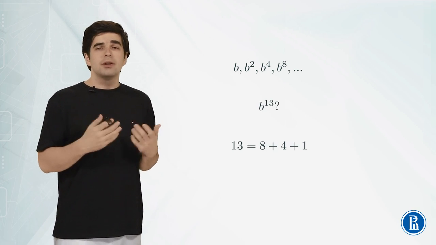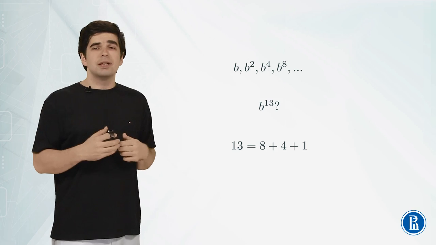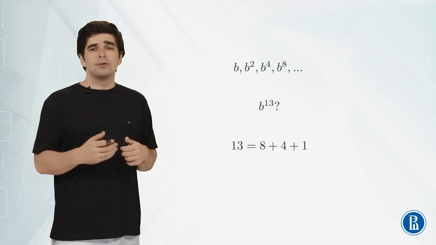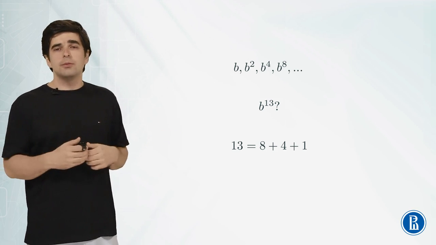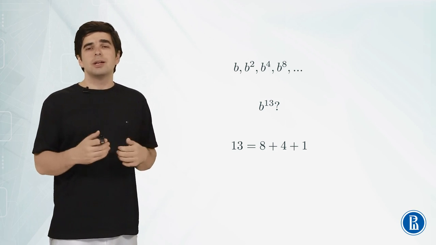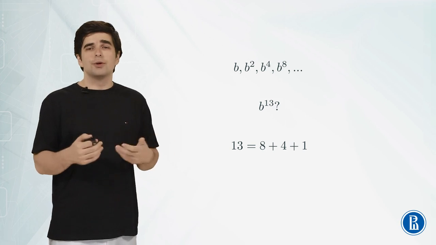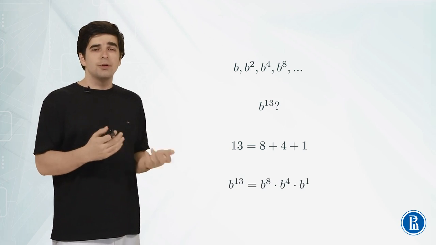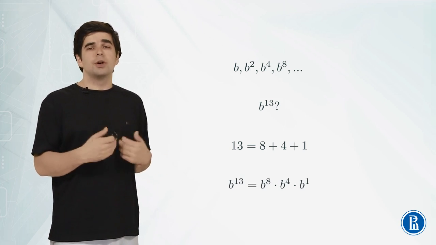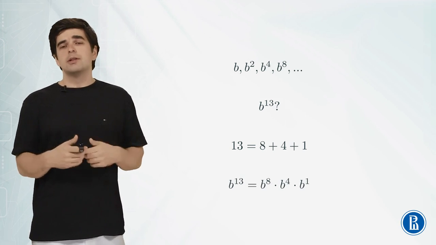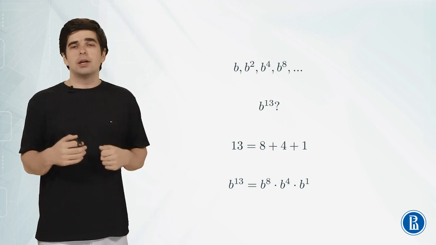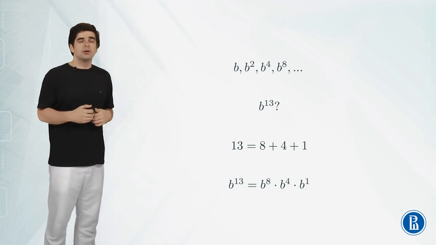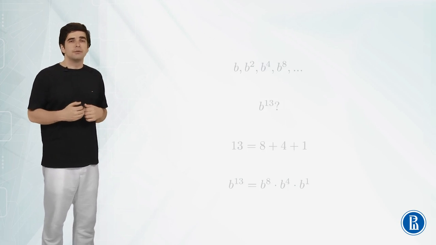Well, we can notice that 13 can be represented as a sum of several powers of 2. Because we know that any number can be rewritten in its binary form, and so any number can be represented as a sum of the powers of 2. And then b to the power of 13 is just the product of b to the power of 8 times b to the power of 4 times b to the power of 1. So this is the idea of how we can actually compute b to the power of 13, although 13 is not a power of 2 itself.